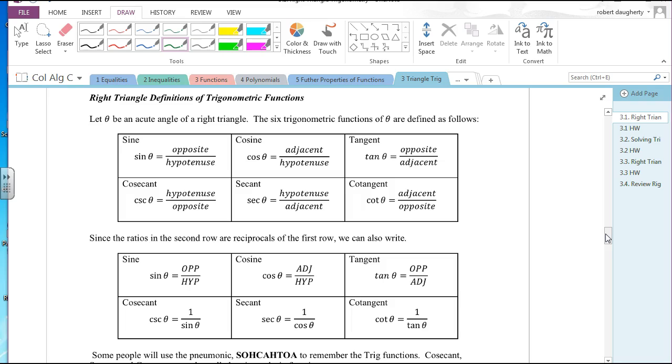So there are only 6 functions, okay? 3 of them you've seen before, 3 of them you haven't. So you should have seen sine, cosine, and tangent in a past life. So the sine is just the value or the ratio of the opposite over the hypotenuse. Cosine is adjacent over hypotenuse. Tangent is opposite over adjacent.